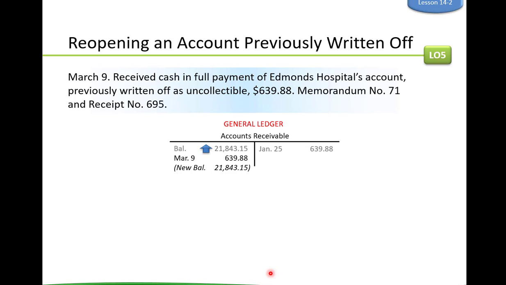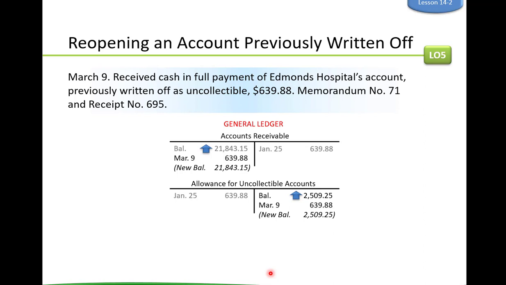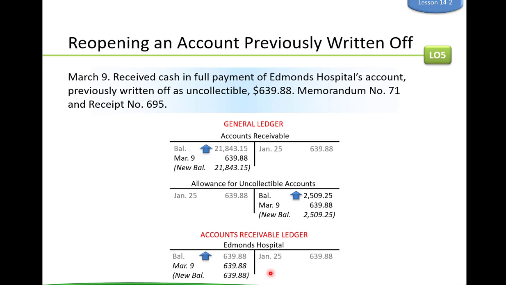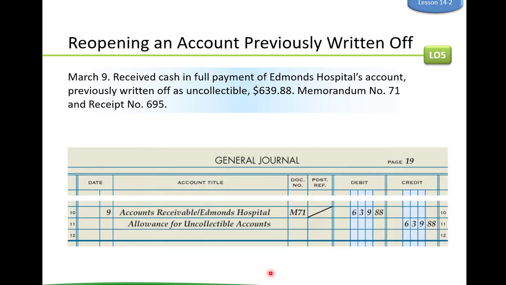So our accounts receivable has had an increase. That is going to be a debit of that amount. Our allowance for uncollectible accounts is also going to get an increase because we're going to add back into that balance what we just took out. And so that's on the credit side. And the accounts receivable ledger is going to have a new balance of the $639. So accounts receivable and the Edmonds Hospital, both of those are the debits.